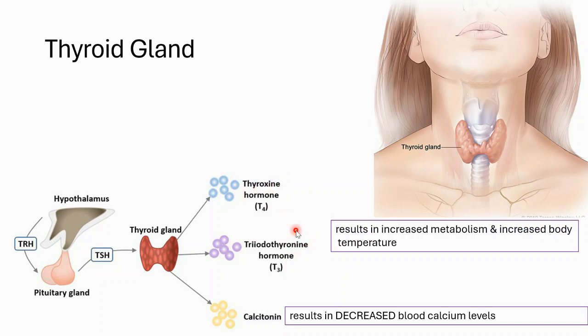Again, those two are your metabolic hormones as a result of TSH coming from the pituitary gland, which is a result of TRH coming from the hypothalamus. Okay, that's your pathway. Now, calcitonin has nothing to do with thyrotropin releasing hormone.